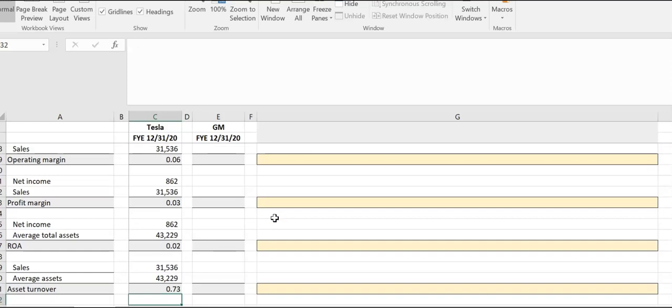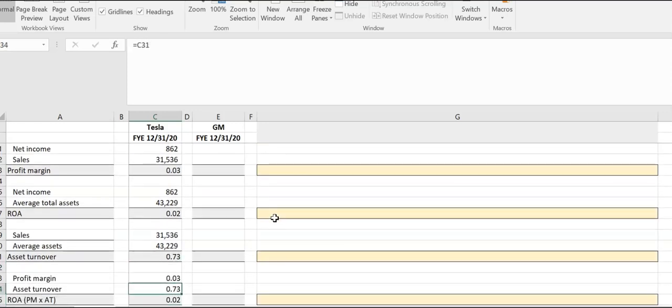Let's break down our ROA into its two components. We already calculated profit margin up above, and we have asset turnover down below our basic ROA calculation. So profit margin is 3% and asset turnover is 0.73. When we multiply those two together, we come back, of course, to our ROA of 2%. Again, this becomes more informative when we're comparing the components, profit margin and asset turnover, to another company, which we will do in just a moment.